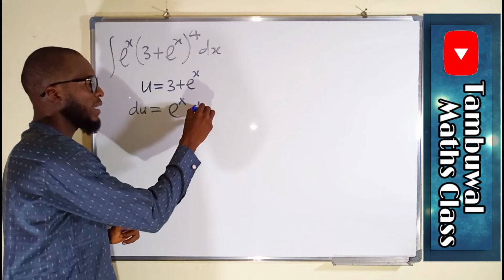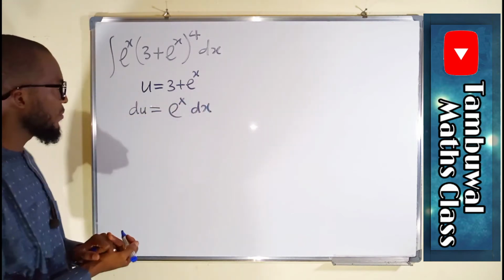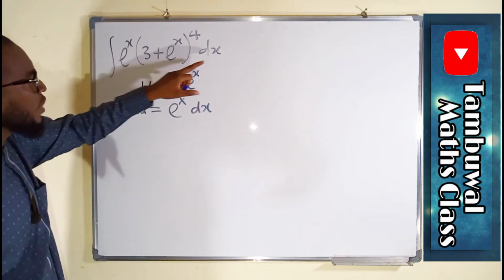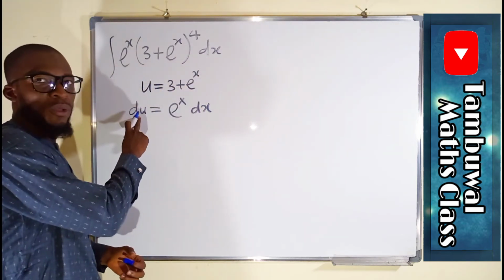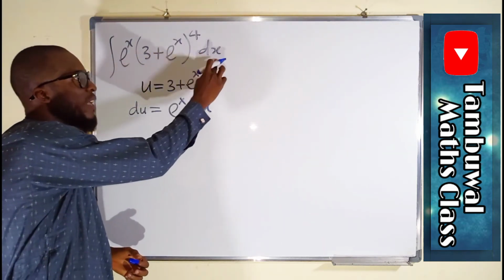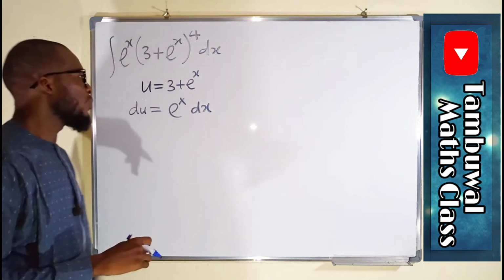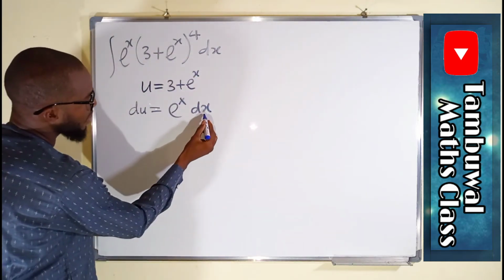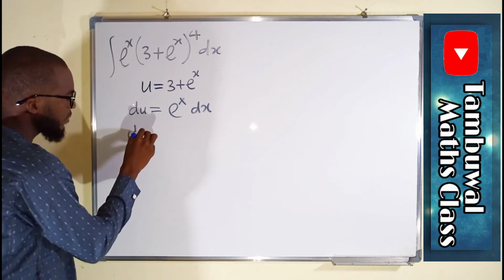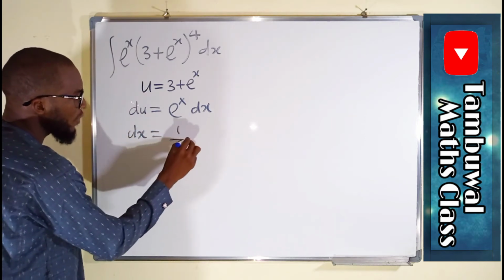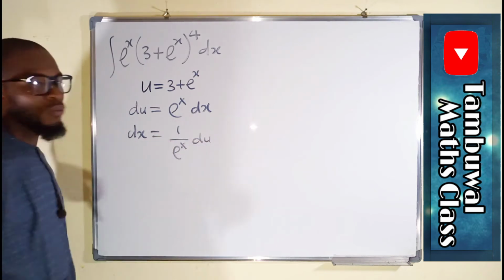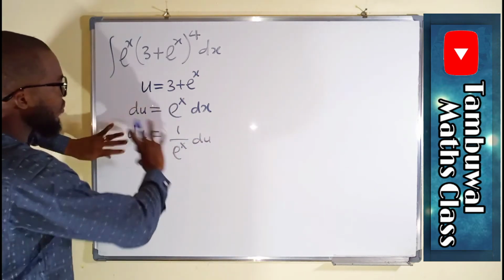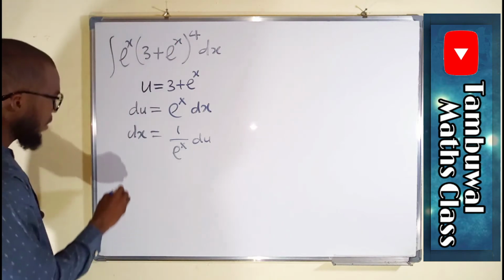And we have dx. You can see in our function we have dx, but we want to write everything in terms of u, so we can replace dx with another function in terms of u. So we can make it the subject here, so dx will be equal to 1 over e to the power of x du. Okay, now let us substitute this information here.